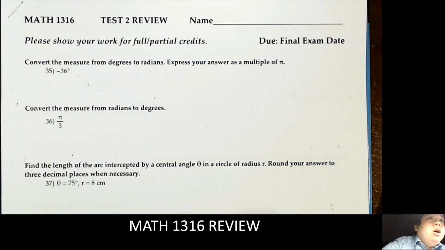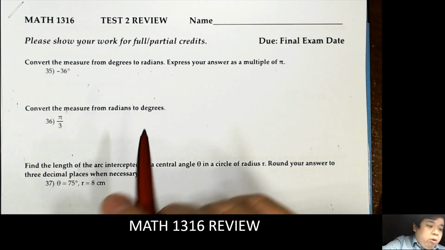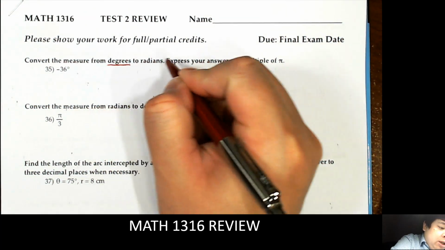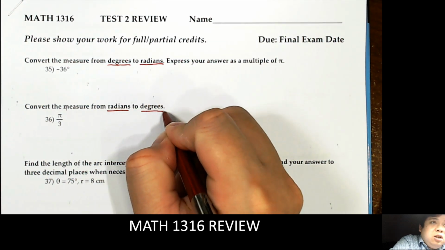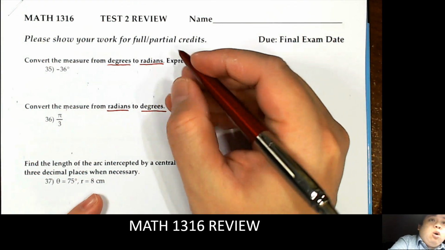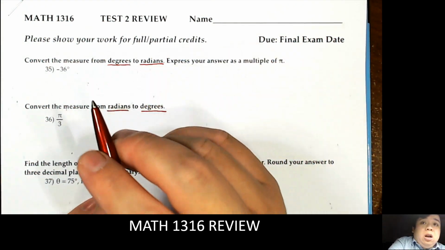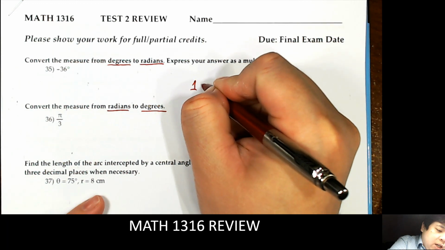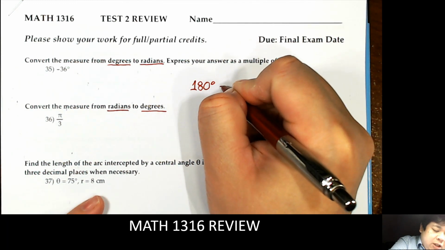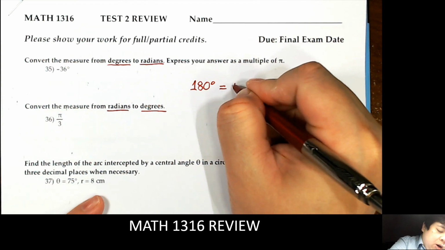We continue trigonometry review. On questions 35 and 36, we'll convert between degrees and radians, or radians to degrees, either way. The conversion factor between degree and radian: we have 180 degrees equal to pi radians.